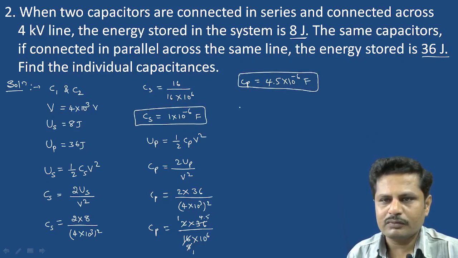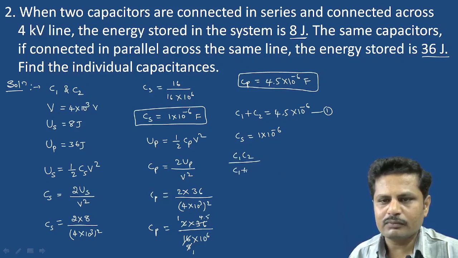We know that Cp equals C1 plus C2. So Cp is nothing but C1 plus C2, that is 4.5 into 10 raised to minus 6. Let me consider this as equation number 1. Now here we have Cs equals 1 into 10 raised to minus 6. So this can be written as C1 C2 divided by C1 plus C2, which equals 1 into 10 raised to minus 6.